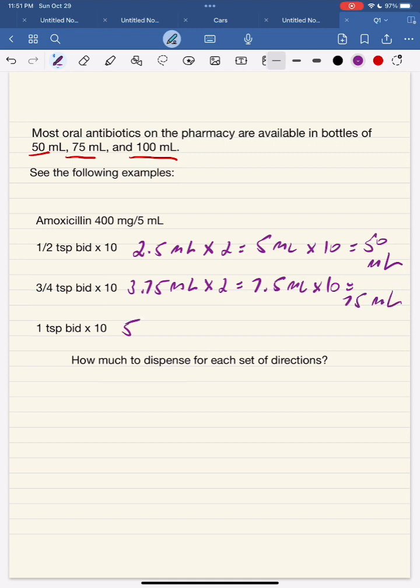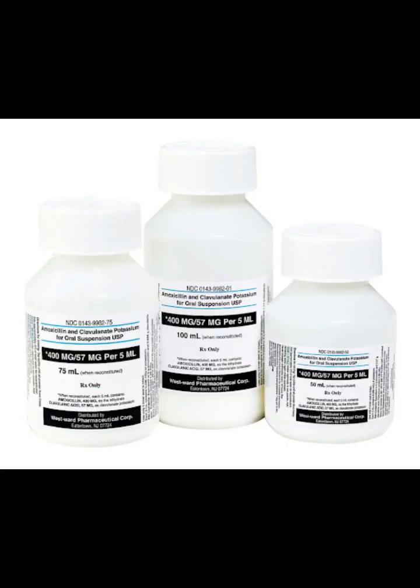1 teaspoon is 5 ml. Twice a day, times 2, is equal to 10, times 10 days is 100 ml. Then you would choose the 100 milliliter bottle to dispense. And I'm going to show you some pictures of what these bottles look like.